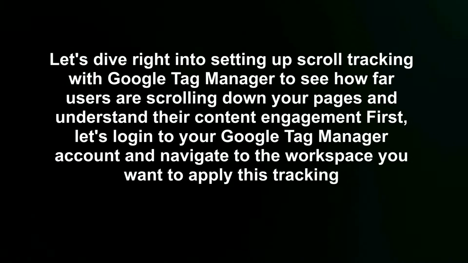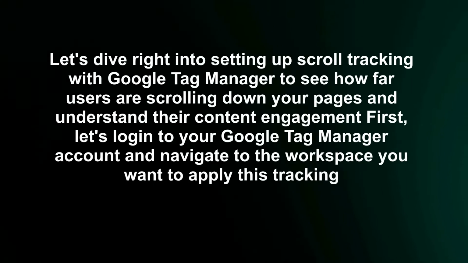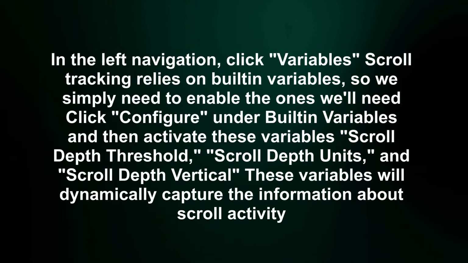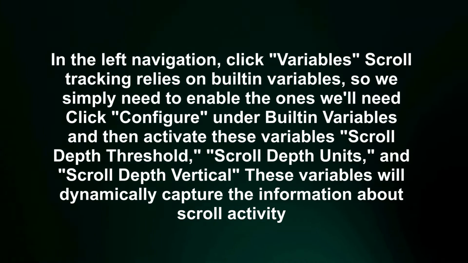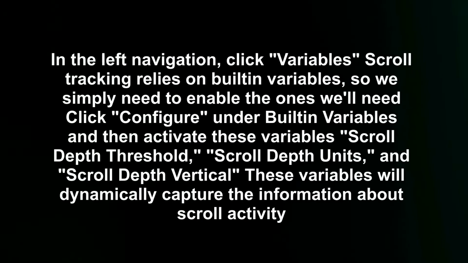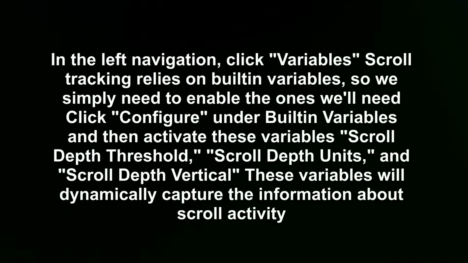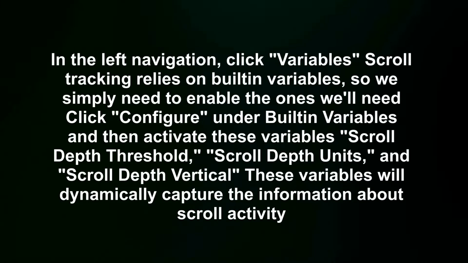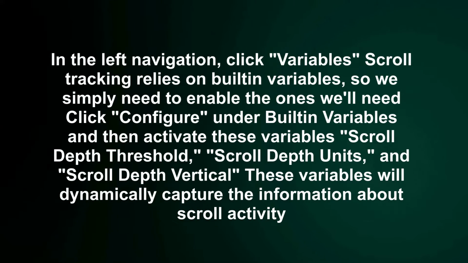First, let's log into your Google Tag Manager account and navigate to the workspace you want to apply this tracking. In the left navigation, click Variables. Scroll tracking relies on built-in variables, so we simply need to enable the ones we'll need. Click Configure under Built-in Variables and then activate these variables: Scroll Depth Threshold, Scroll Depth Units, and Scroll Depth Vertical. These variables will dynamically capture the information about scroll activity.